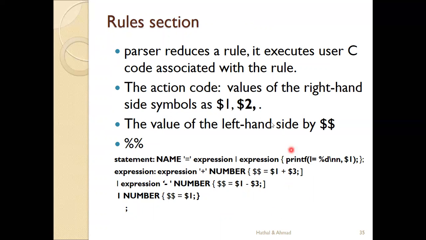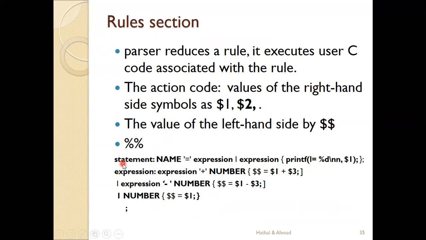The parser reduces the rule and executes the code associated with the rule. The rule is the production of a grammar. The C code is the user code associated with the rule, meaning the C code enclosed within the braces is called the C code associated with the rule.